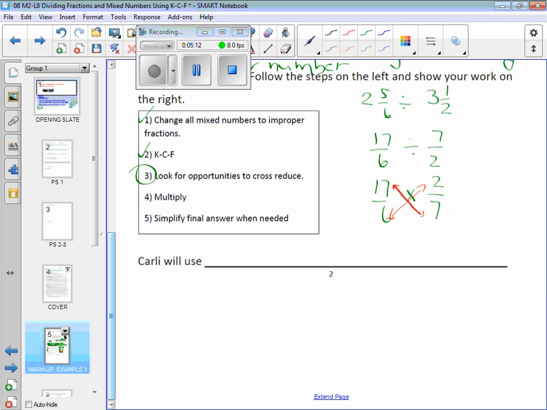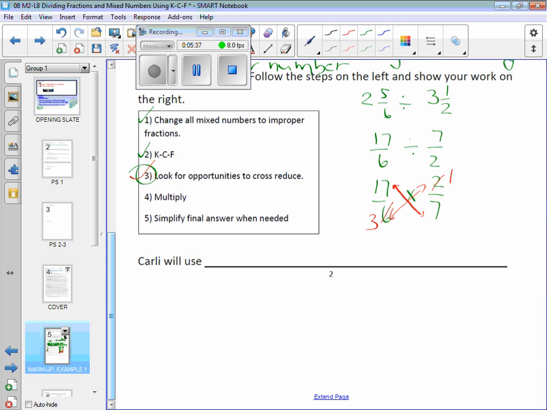2 goes into 2 how many times? Once. You cross it out, you make it a 1. That same 2, Dave, goes into 6 how many times? Cross it out, make it a 3. You want to try to do that whenever you can. You won't always be able to do it. Sometimes you could do it on both sides. All 4 corners, you can do it.